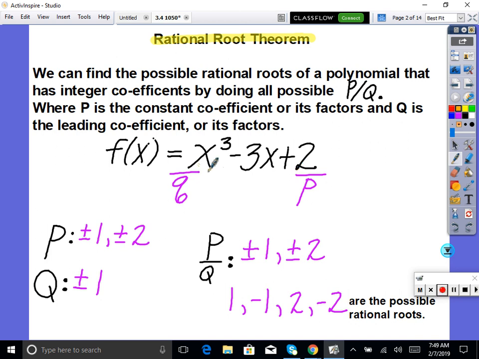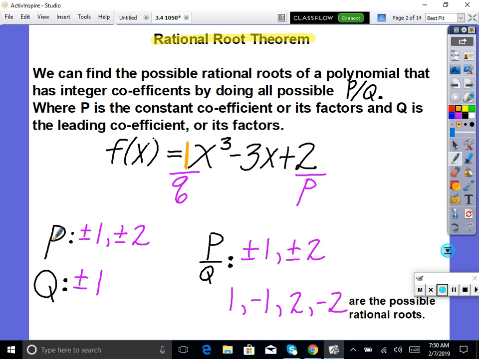So here is my polynomial, x cubed minus 3x plus 2. Our q is always going to be the leading coefficient here, so our q is 1, and our p is always going to be the constant, so it's positive 2. What I've done is list out all the factors of p. So let's look at 2. Listing out all the factors of 2 means what multiplies to be 2.